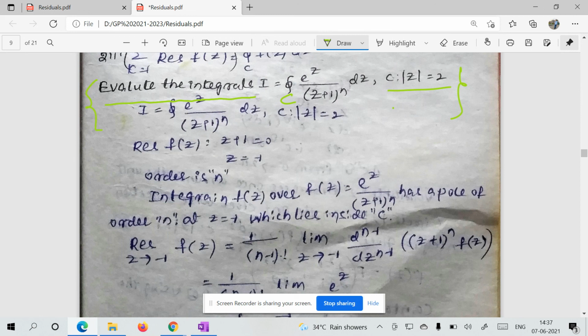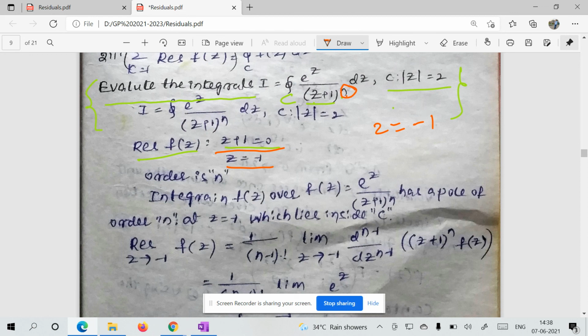First we have to find the isolated singularities. By equating z plus 1 equal to 0, z plus 1 equals 0 means z equals minus 1. How many times is it repeated? n times. So z equals minus 1 is repeated n times.